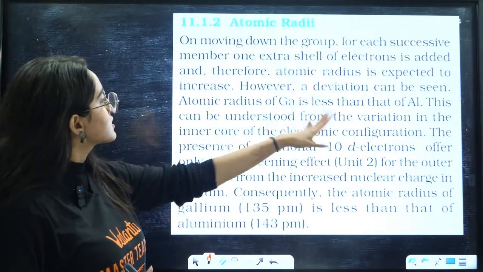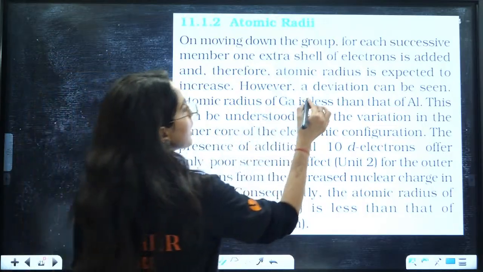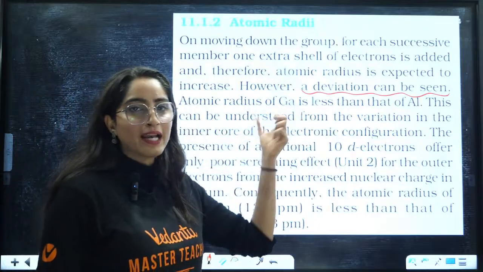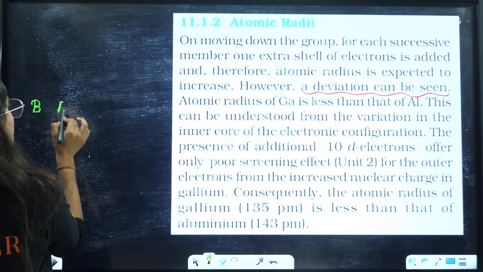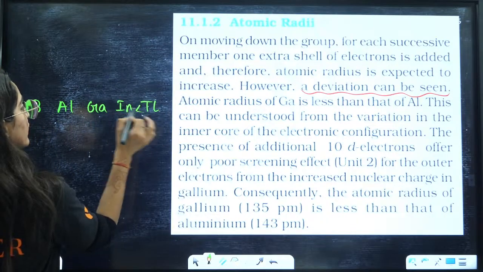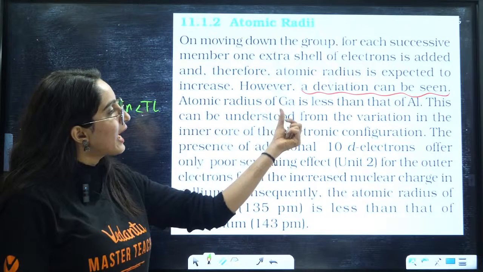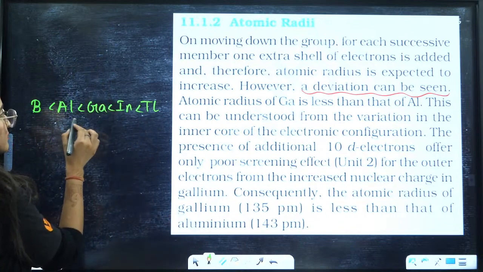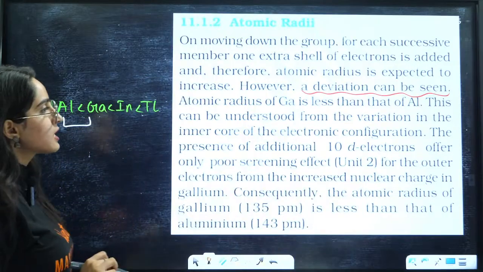Therefore, atomic radius is expected to increase. However, a deviation can be seen. The atomic radius of gallium was supposed to increase, but the atomic radius of gallium is less than aluminium. That means the variation you can see is on this side, right?